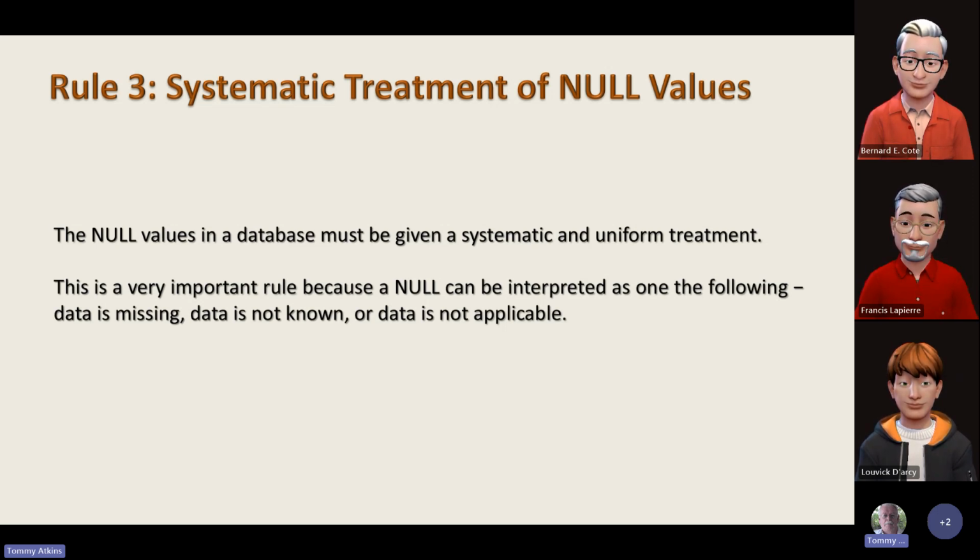So one must have an enterprise-wide decision about what null means because it can be interpreted in 3 different ways. The data is missing, the data is not known, or the data is not applicable. And they are very different. So you, as a whole enterprise, must decide how you're going to define null values in your database. Because inevitably you will get null values coming in. And null values can be very useful.